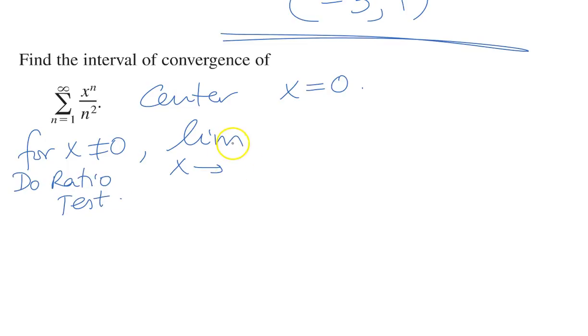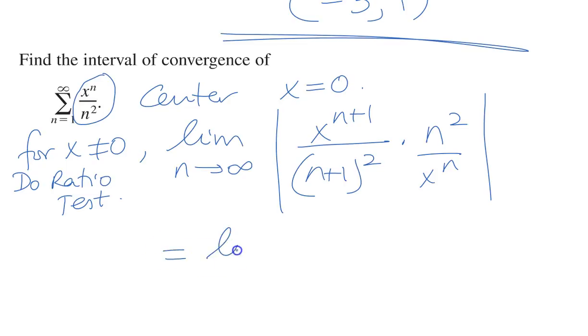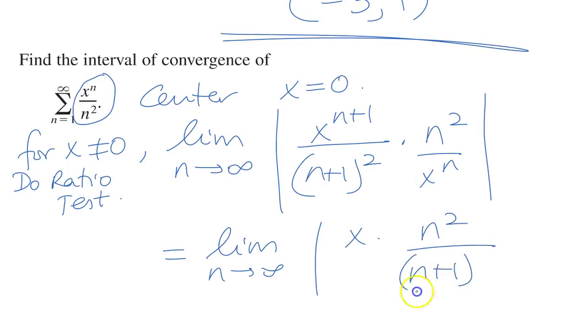So limit as n goes to infinity of the ratio of a sub n plus 1 over a sub n. a sub n plus 1 is x to the power n plus 1 over n plus 1 squared, divided by a sub n, flip and multiply. Alright, the limit of the ratio is going to be, notice that we have an extra x in the numerator. Then we can rewrite this as n squared over n plus 1 squared.